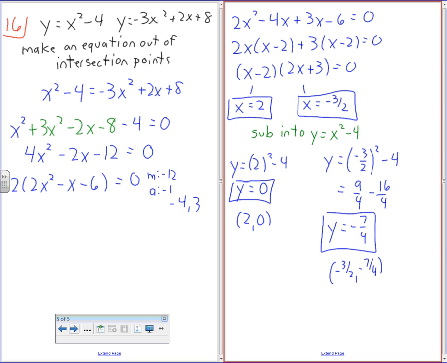If you're making an equation, you need two things. What are the two things you need to make an equation? Go ahead. And then the b. Yeah, the slope and the y-intercept is what you need.